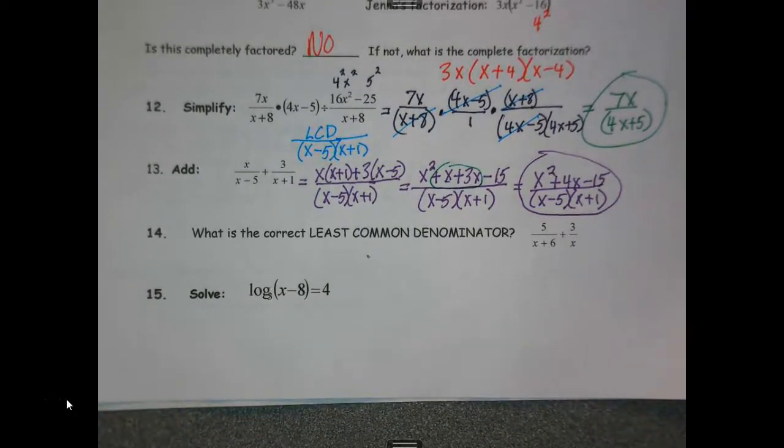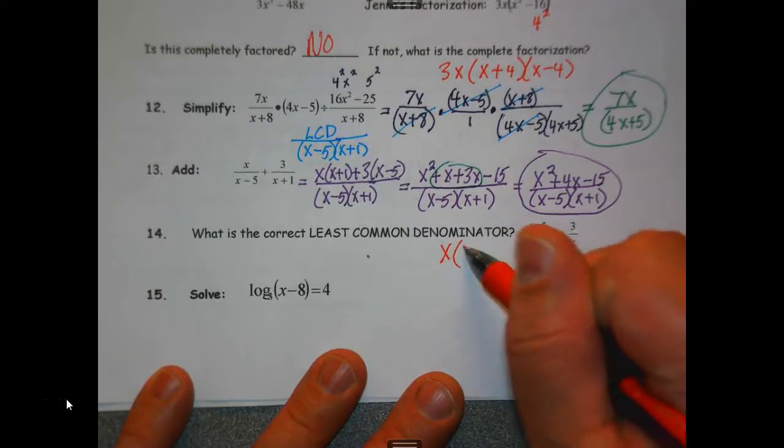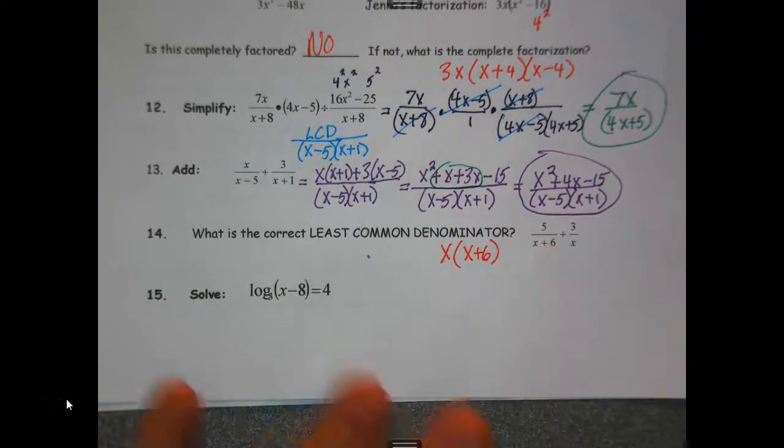All right, number 14, what's the least common denominator? Multiply the denominators. X times x plus 6. Nothing's repeating. We're good to go.